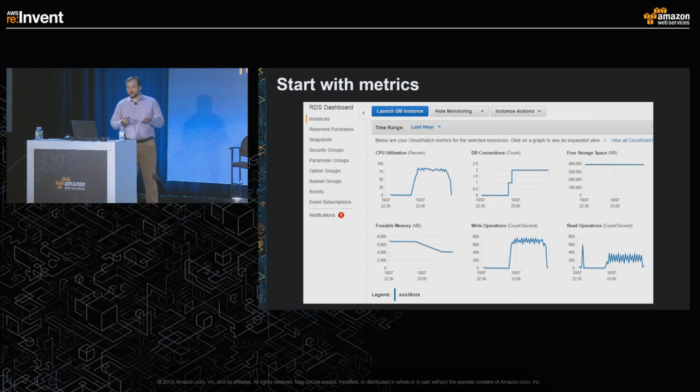So many customers, when they start analyzing and improving performance of their instances, start with metrics. You can use the metrics available to you through the RDS dashboard, but you can also use the metrics available through CloudWatch or Oracle Enterprise Manager. Amazon RDS integrates with or supports Oracle Enterprise Manager, so you can use that tool to review your metrics and analyze the performance.